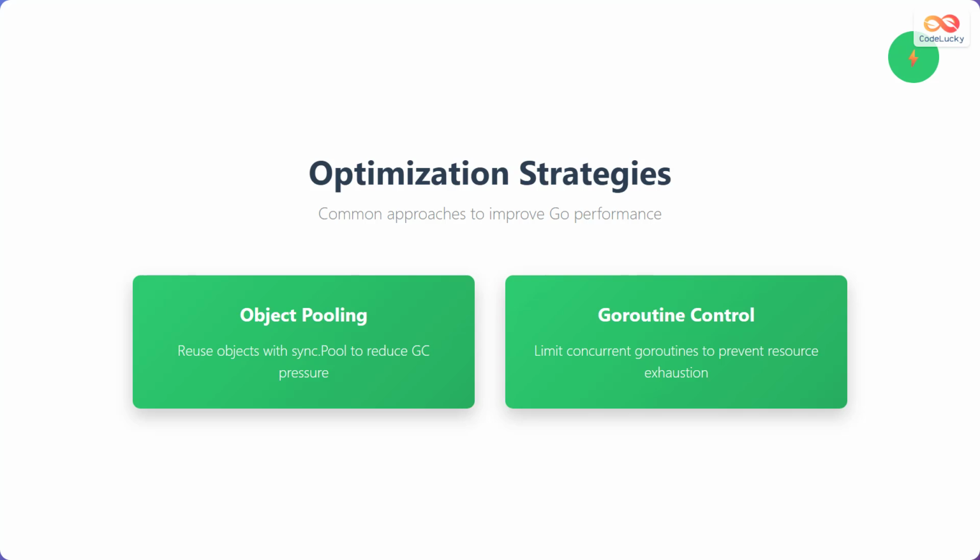Goroutine control is another important strategy. While goroutines are lightweight, creating too many can overwhelm your system's resources and actually decrease performance. By limiting concurrent goroutines using techniques like worker pools or semaphores, you can prevent resource exhaustion and maintain optimal performance. These strategies, guided by your profiling data, can lead to significant performance improvements.